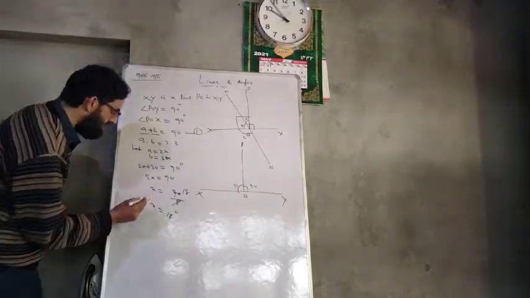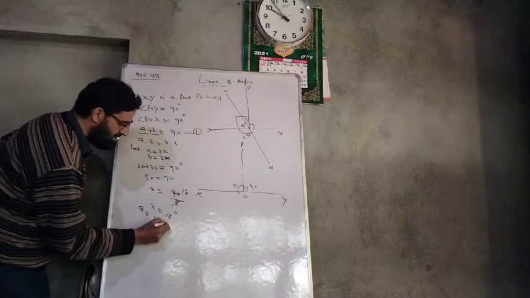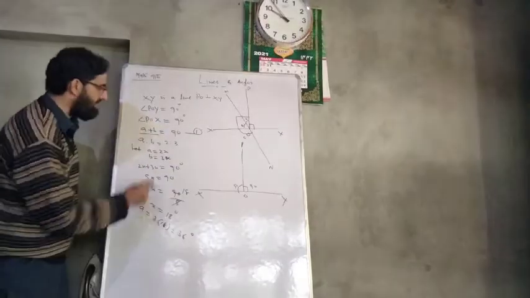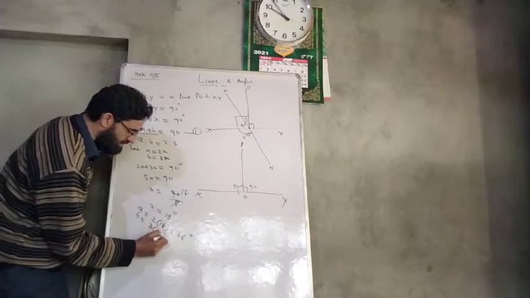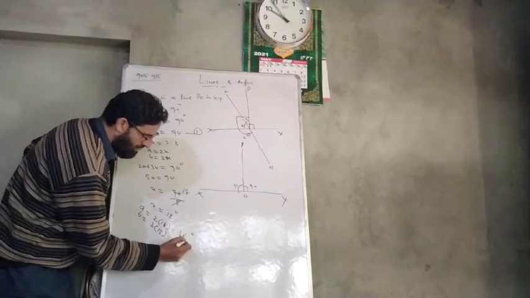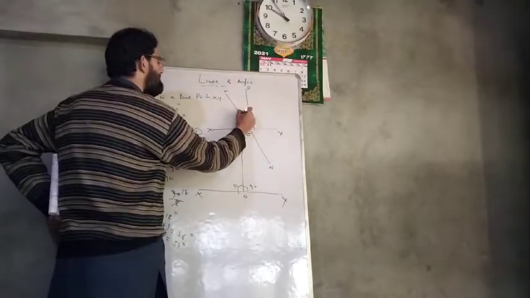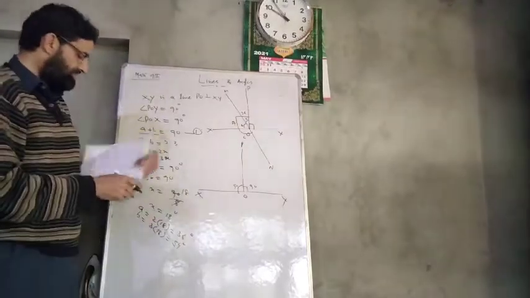Now what is the measure of A? A is equal to 2 into x. x is 18, so 18 twos are 36 degrees. This is our angle A. And what is B? B is 3x, 3 into 18. 3 eights are 24, so B is equal to 54 degrees. This is 36 degrees and this is 54 degrees, and the sum is obviously 90 degrees.